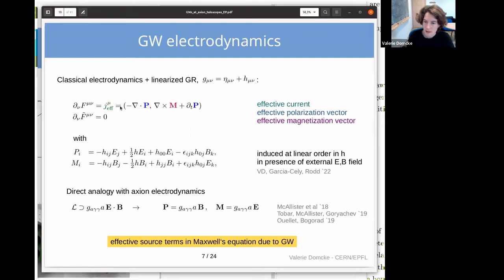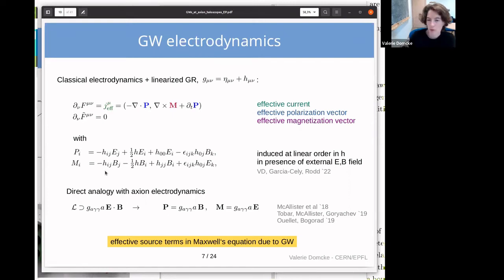And what we see is that we get an additional term, which is not really a current, but acts as a current in the inhomogeneous Maxwell equation. It can be written in terms of this polarization and magnetization vector, where the polarization and magnetization vector are given by these rather lengthy expressions here.